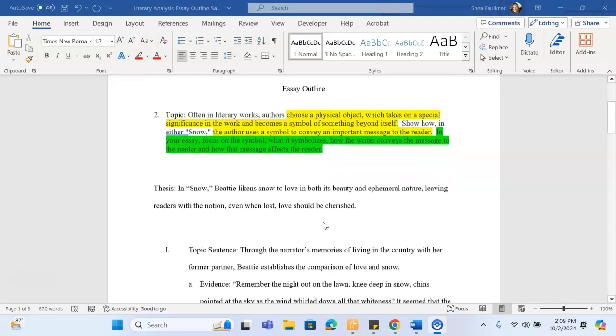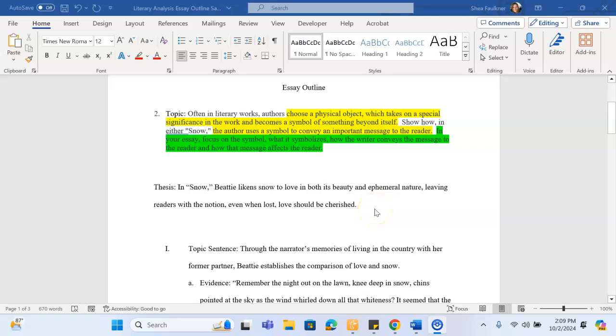So for my thesis, it's pretty close to the same as what you would have seen on my literary analysis thesis assignment, but I do have the experience and writing capacity of someone who's been doing it for many, many years, right? So my work might not change quite as much as, say, a Comp 2 student would. Here's my thesis. In Snow, Beatty likens snow to love in both its beauty and ephemeral nature, leaving readers with the notion, even when lost, love should be cherished.